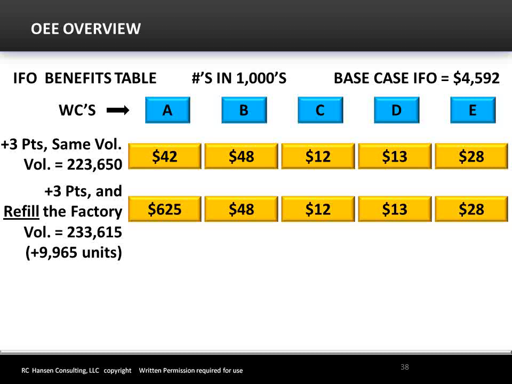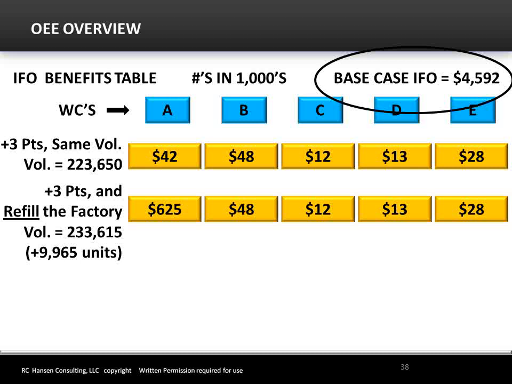Okay, let's get to the nuts and bolts of what financial OEE analysis is all about. Looking at this slide, which is very busy, but let's look at what some of the results might be. Note that the base case income from operations for this practice factory was $4,592,000 given our base case information. That was about a 13.4% margin in this case. The cost of goods sold was approximately $35 million.